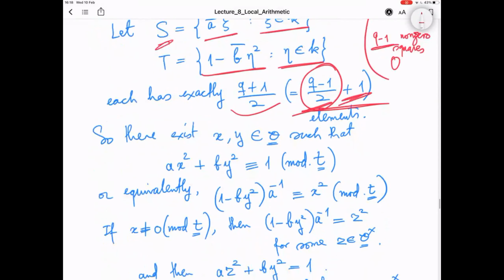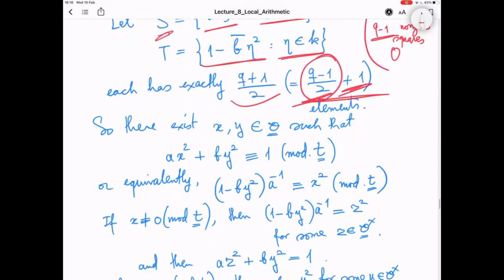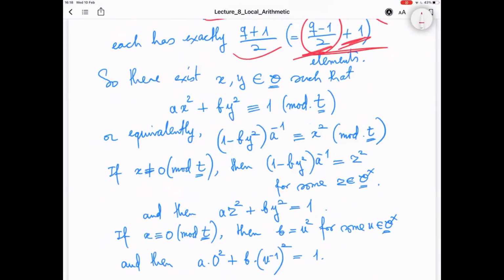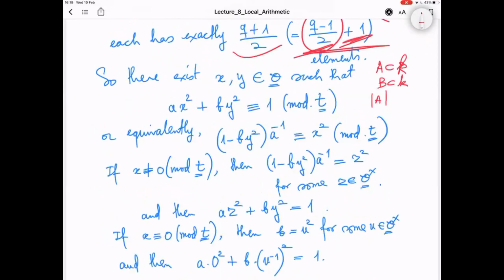Okay, so now what happens if you have two subsets A and B of, let's say, K, and if the number of elements in A plus the number of elements in B is strictly greater than q, then, of course, this intersection cannot be empty, right? Because K has only q elements. There's no space for two disjoint subsets which have strictly more than q elements.